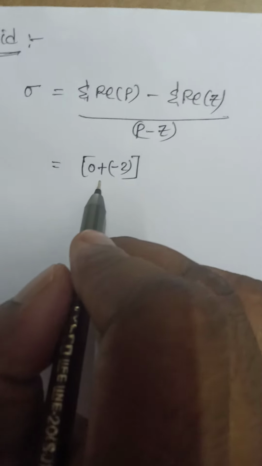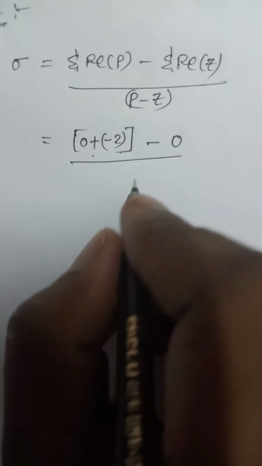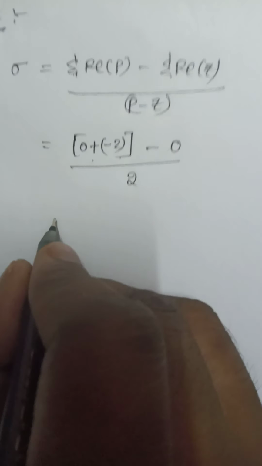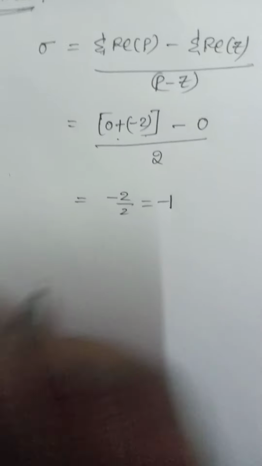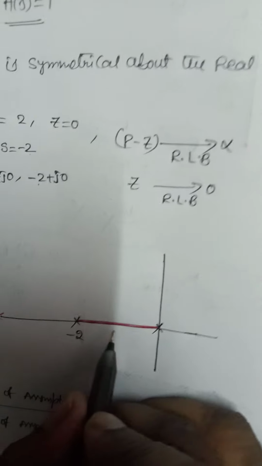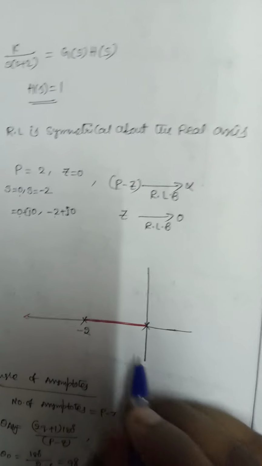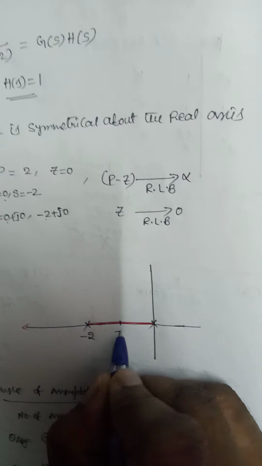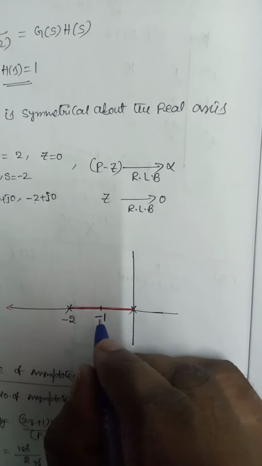It is a summation of the real parts of poles minus, there are no zeros here, so that is 0, divided by P minus Z. We already know that this value is 2. So this is minus 2 by 2, that is equal to minus 1. That means the meeting point of the asymptotes is at S is equal to minus 1. I will look at S is equal to minus 1 here. So this is S is equal to minus 1, and at this point the asymptotes will meet.